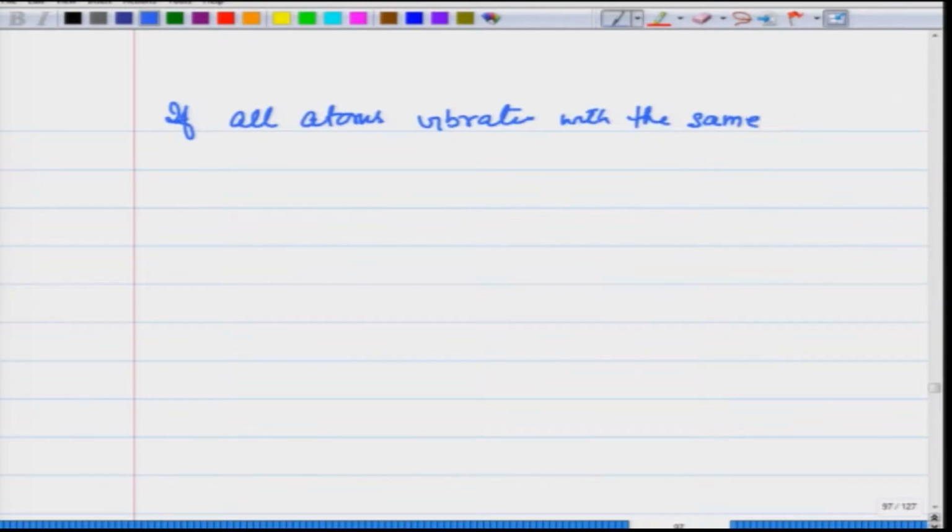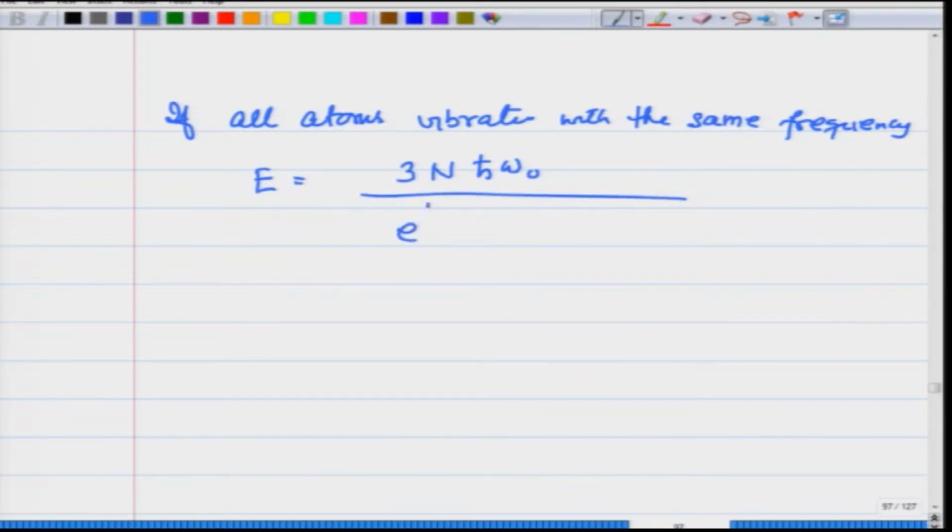So, if all atoms vibrate with the same frequency, the total energy E comes out to be n times 3 h cross omega 0, where omega 0 is the frequency of vibration, over e raised to h cross omega 0 over k b T minus 1. Now, this is a little complicated expression. Let us learn about it more by taking different limits.